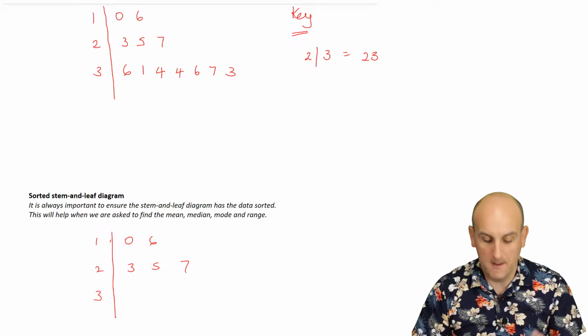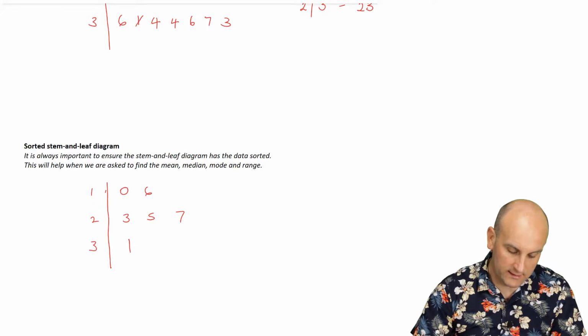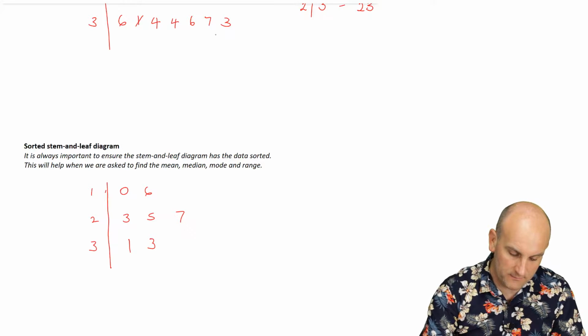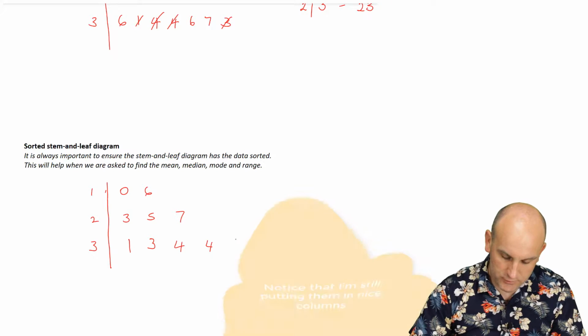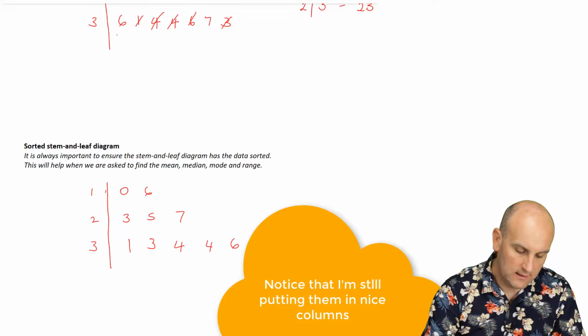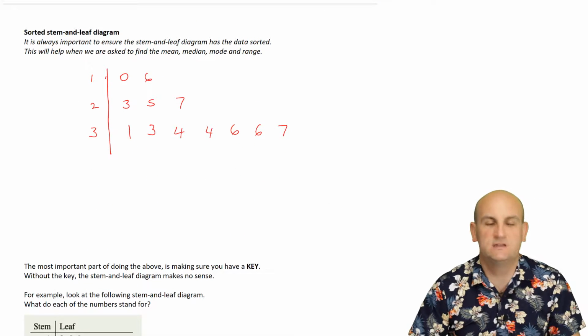They were already in order, but moving up slightly so we can get a bit more of this on, I now have to go 1 and I'm going to put a mark through it. I'm going to put what next? 3. I'm going to put a mark through it. I've got 2 4s. I've got 2 6s. And I have a 7. And there we go, ladies and gentlemen. There is my sorted stem and leaf diagram.